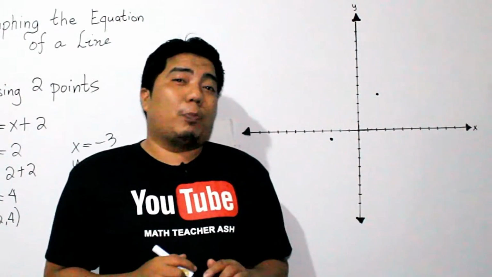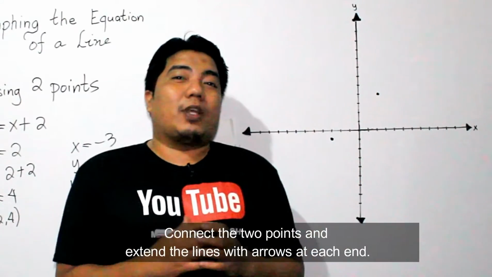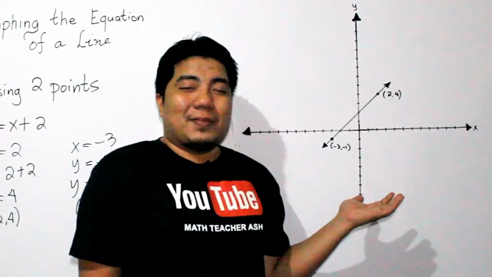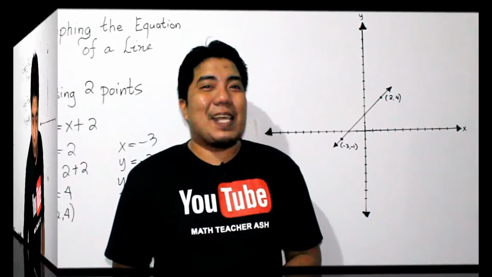Now, having two points, what you will do is you just connect the two points and then you put an arrow at the end of those lines. So, this is how to do it. Easy, right? So, let us go to our second example.